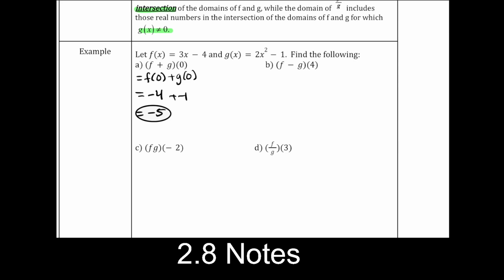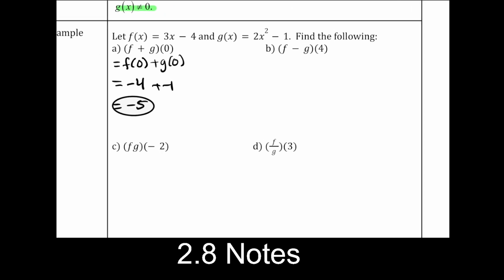Okay, hopefully you're done. So here we have f minus g. That by definition is f of 4, and of course it's minus g of 4, and we're just going to shove 4 into both f and g. So we have 3 times 4, and I'm doing a lot of this in my head. Feel free to write the steps if you want to. But 3 times 4 is 12, minus 4 is 8, so f of 4 is 8. G of 4 is 32 minus 1, 31. So I have 8 minus 31, which is a negative 23.